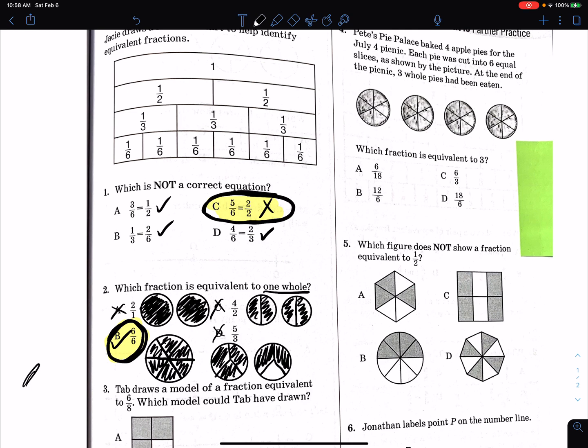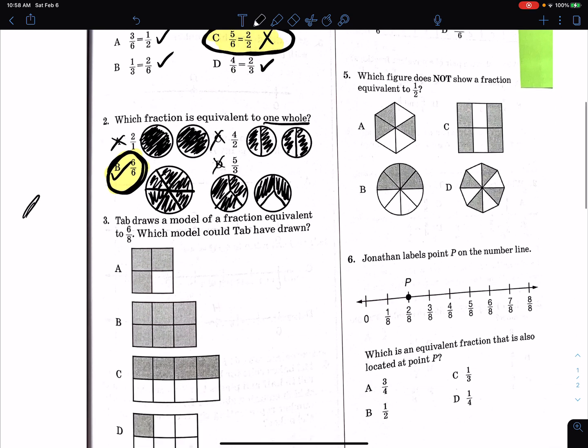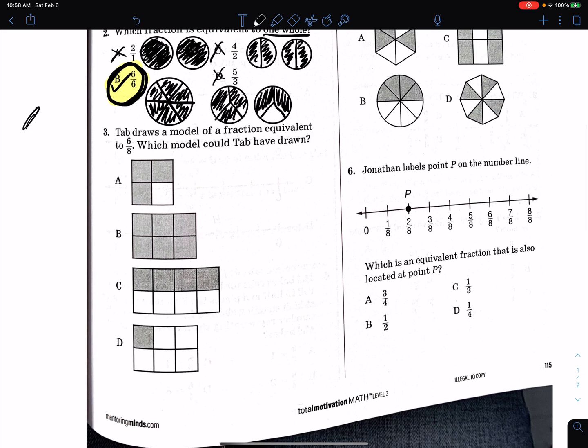Alright, now let's look at number 3 as well. Alright, Tab draws a model of a fraction equivalent to 6/8. Which model could Tab have drawn? So we're looking for a fraction that's equivalent to 6/8. So I want to picture this 6/8 that's being drawn. So I'm just over here on the side, which you could do in this space, that's fine, or you could do it on some notebook paper. I'm going to do it over here off to the left side.